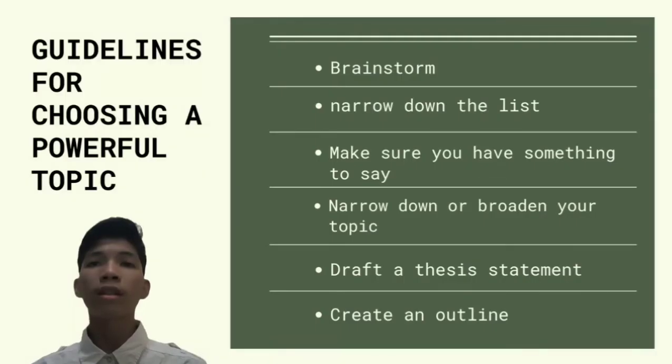There are 6 guidelines that you need to consider for choosing a powerful topic. First is to brainstorm by writing down ideas and making lists for the topic you want to explore. Second is to narrow down the list by leaving only those ideas that interest you. Third is to make sure you have something to say by researching your topic to ensure you have the necessary information.